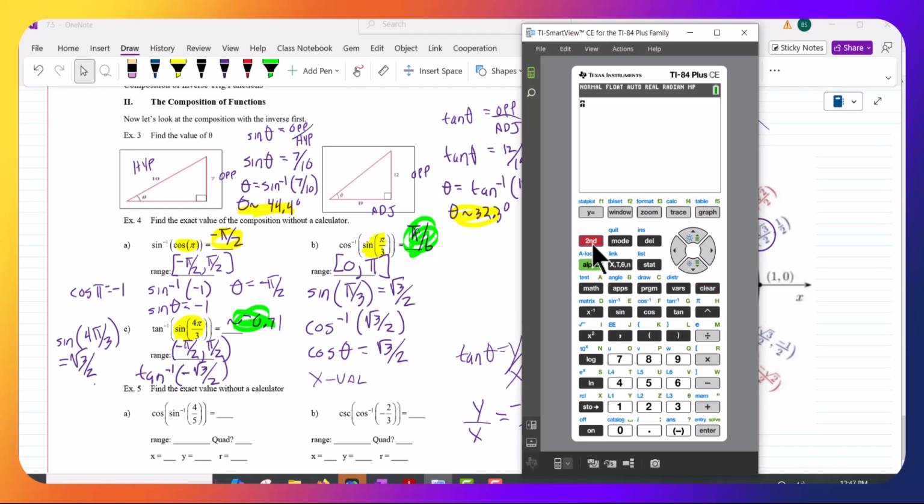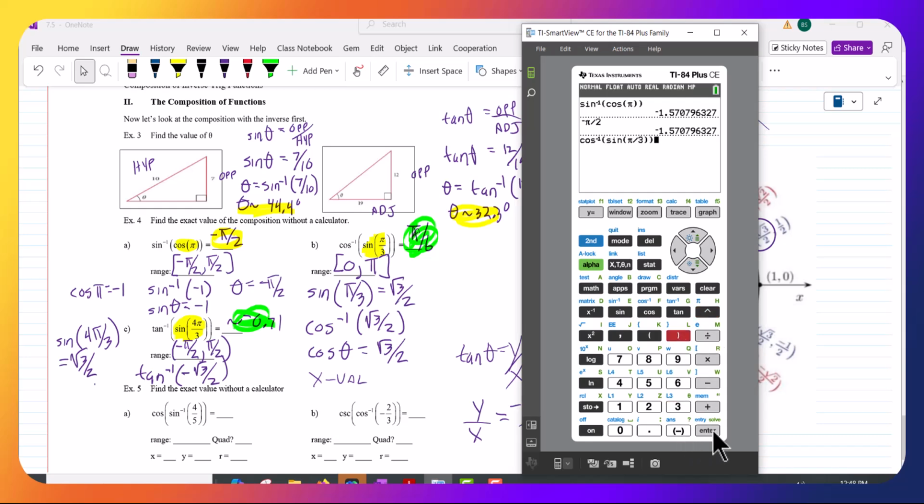So what we would do is inverse sine of cosine of pi. We're in radian mode. And what it's going to do is give us the decimal equivalent of our answer. So if I put in negative pi divided by 2, that verifies that that's the right answer to the problem. So all of these things are checkable. Next one, you could go inverse cosine of the sine of pi over 3.